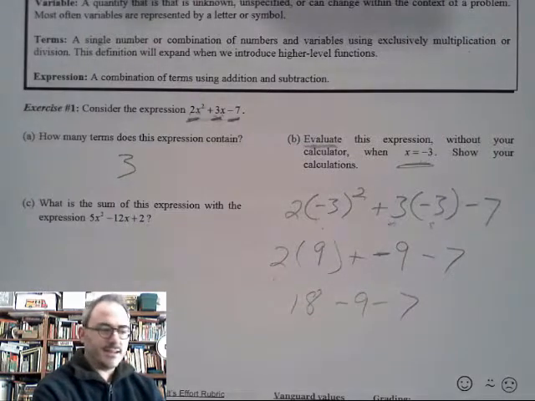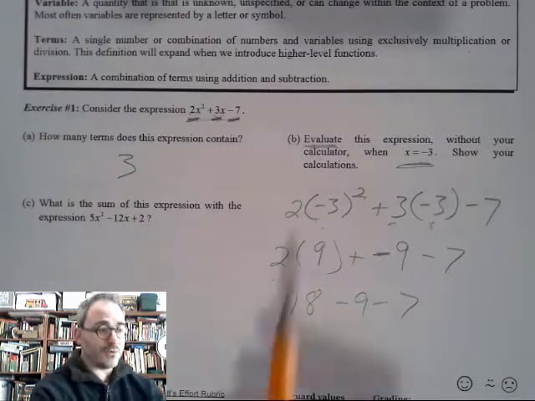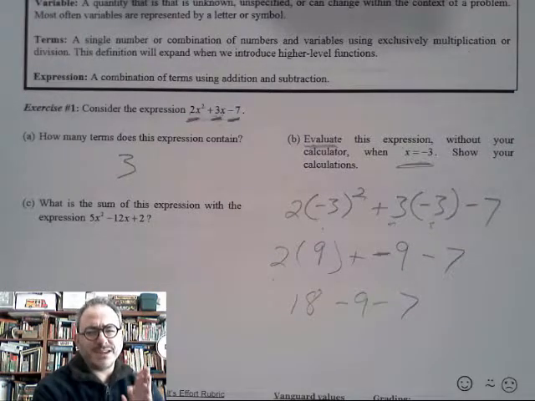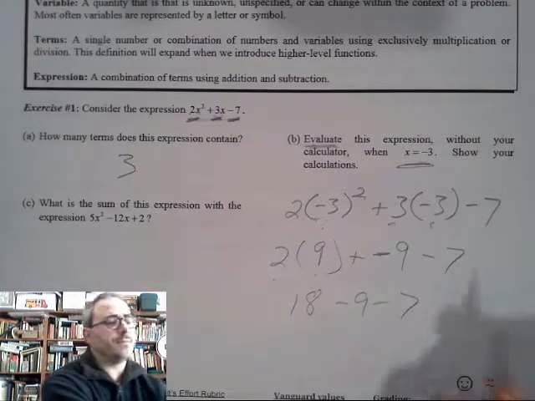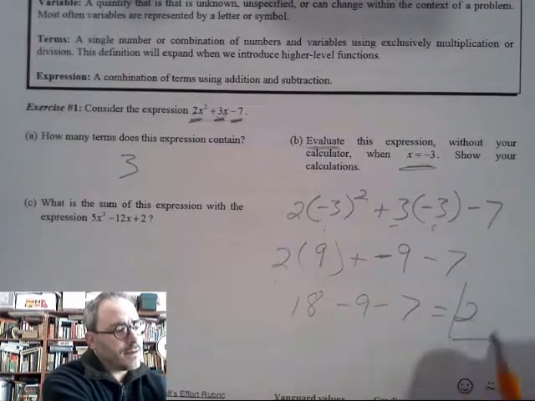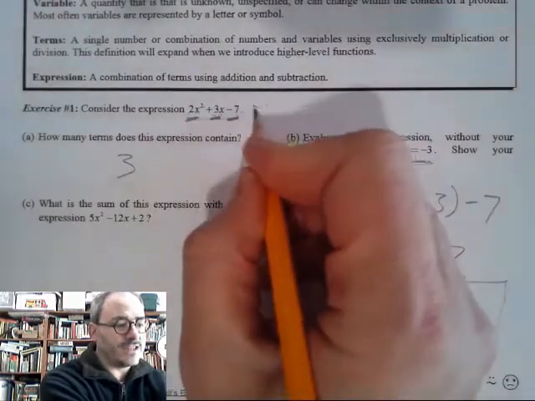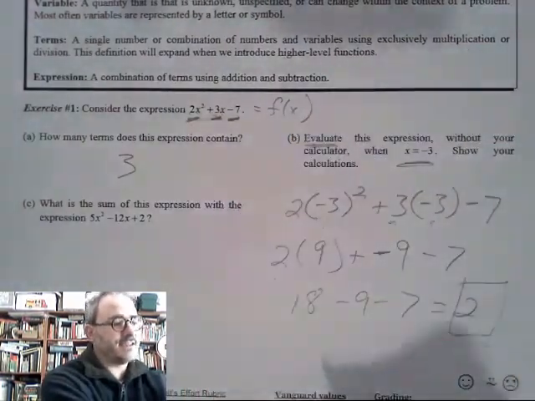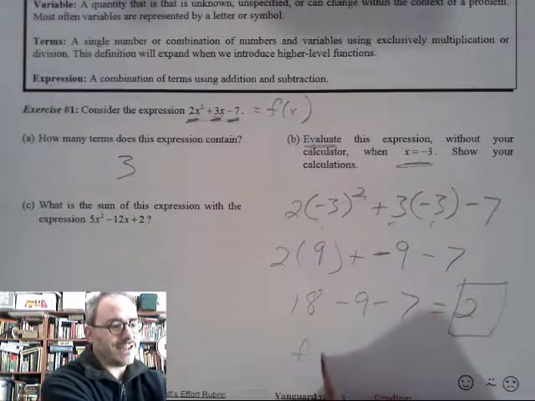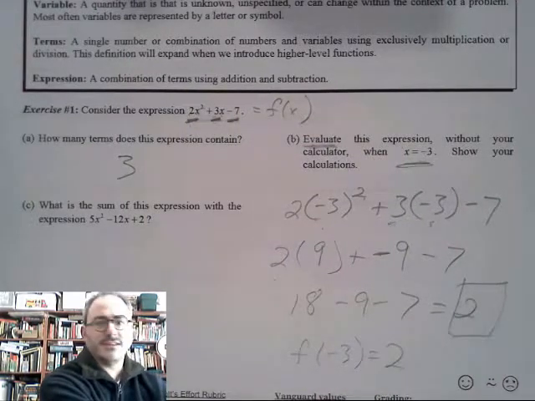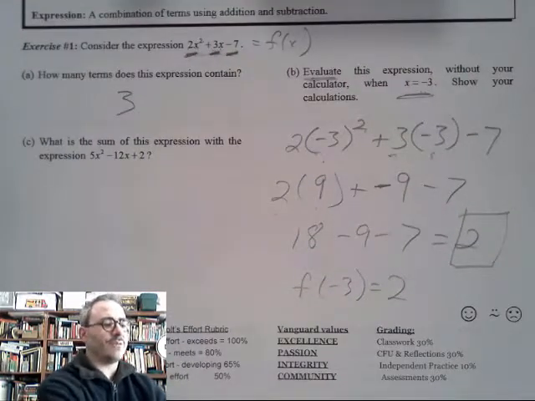All right. This is where you could pull out your calculator. But let's think. 18 minus 9. What's 18 minus 9? That's 9, right? 18 minus 9 is 9. 9 minus 7 is 2. So what we could say, if we had a name for this, if we called this f of x, we could say f of negative 3 is equal to 2. f of negative 3 is equal to 2.